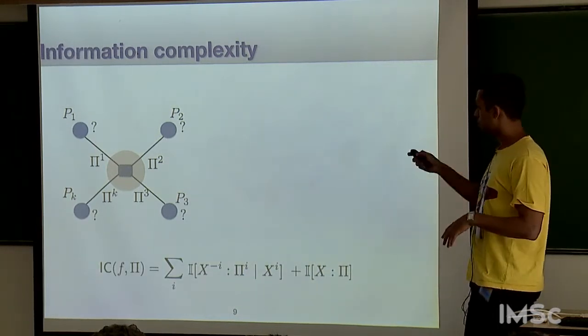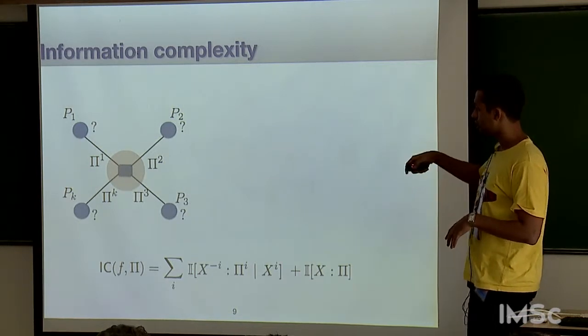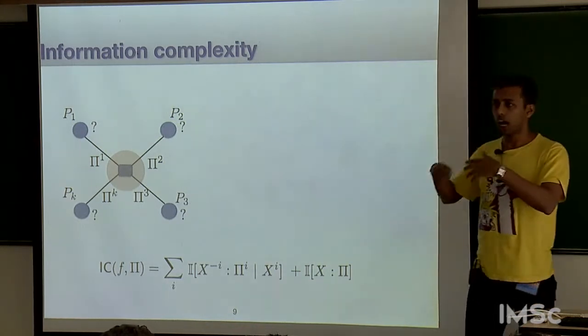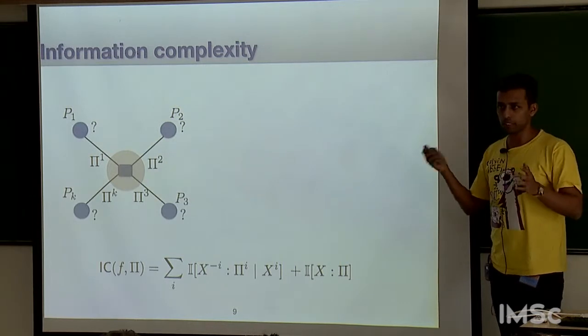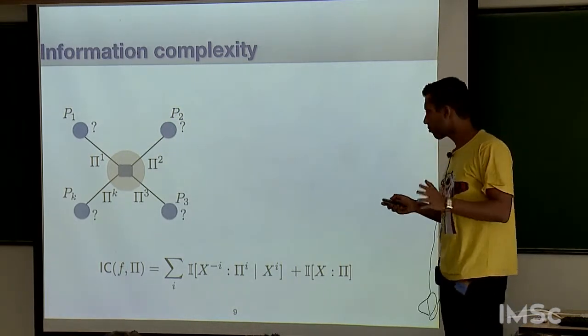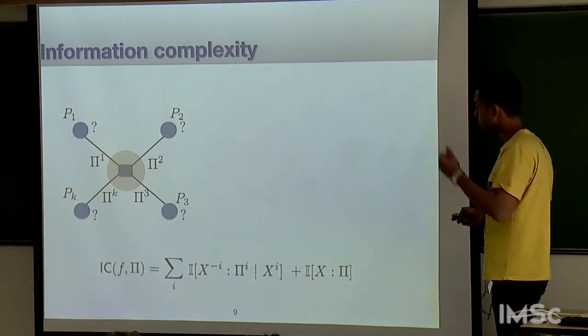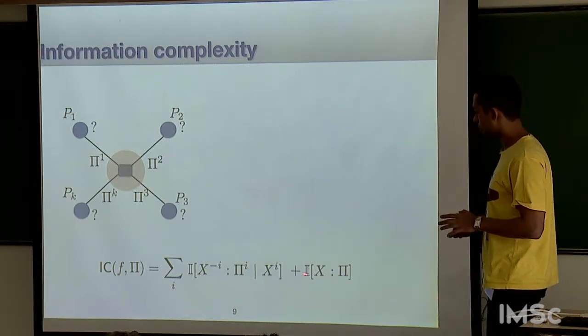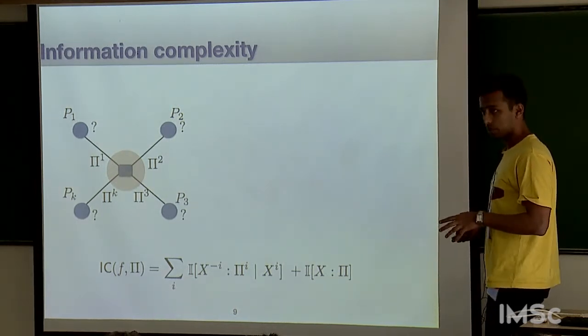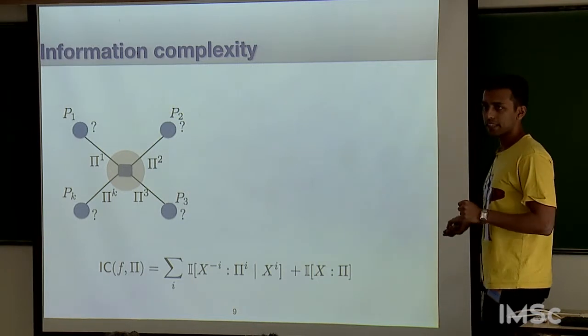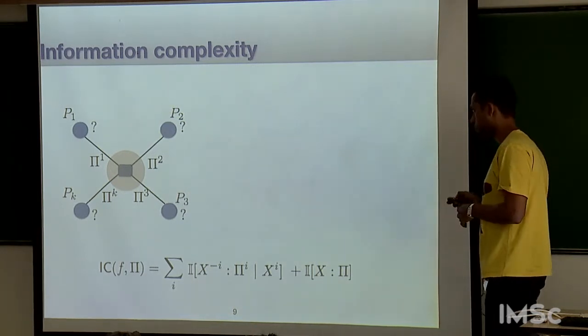It's meaning that when the protocol is going on, how much the players and the coordinator are learning about each other. That's all. So this is the notion of information complexity we will use from now on. We will see later we have to fine grain it to work for our purpose.